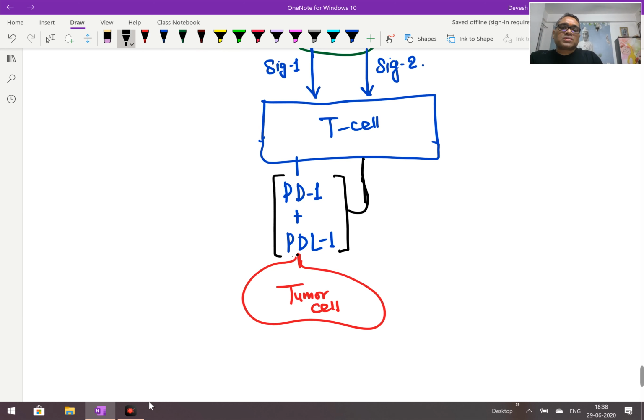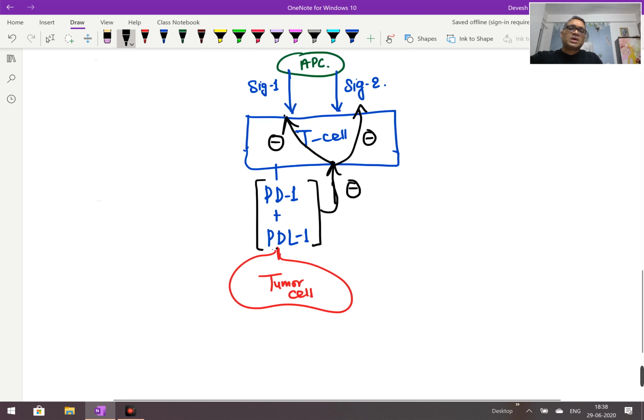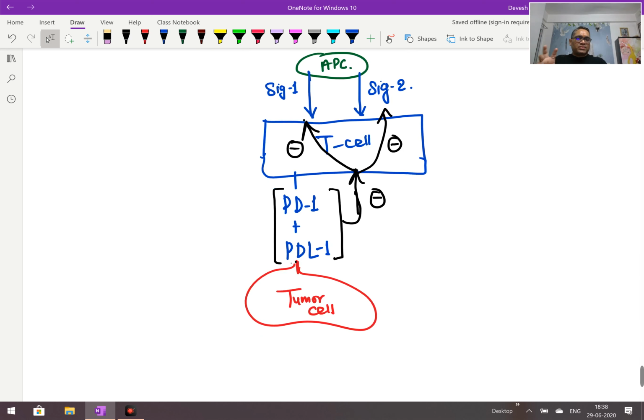See this, what I'm showing you, this will inhibit. What will it inhibit? This will inhibit both signal 1 and signal 2. So both signal 1 and signal 2 will be inhibited. Now you understood? It's a very simple, important point you have to understand.